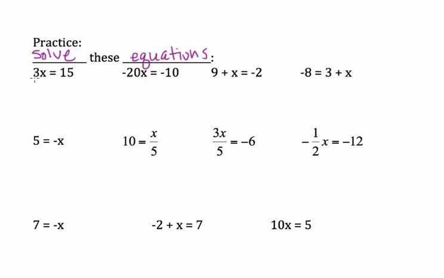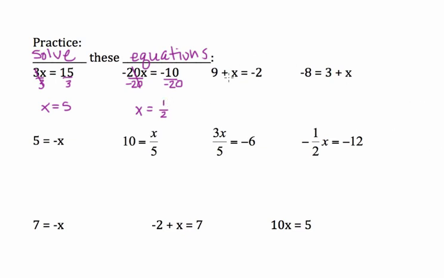Go to the side with the x, undo what's been done to the x, so I will divide both sides by 3, giving me x equals 5. Go to the side of the x, undo what's been done to the x, divide both sides by negative 20. The undo of timesing by negative 20 is to divide by negative 20. So that makes x equals 1/2. Be careful on your reducing there.